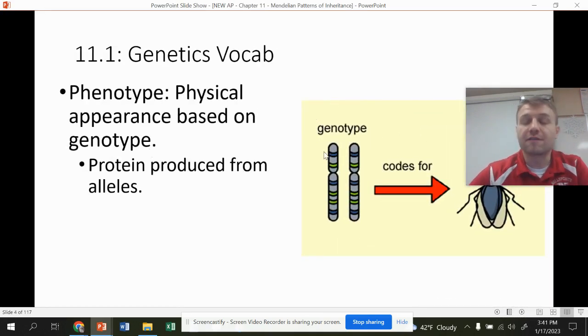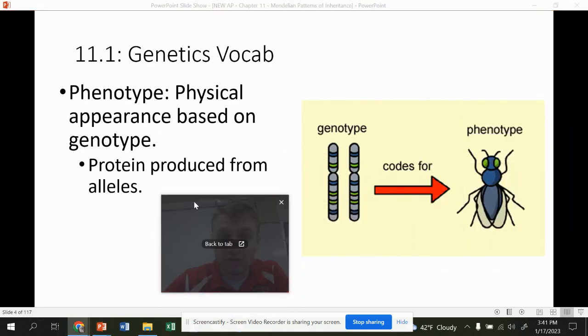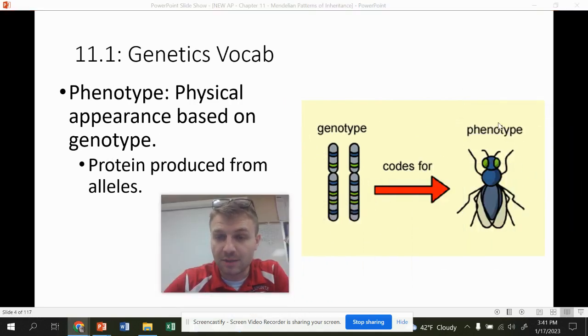Phenotype, these are the physical characteristics of an organism. So you can see this is what is produced from the genes. You can see the phenotype, physical characteristic. This is caused by the genotype or the genes of an organism.